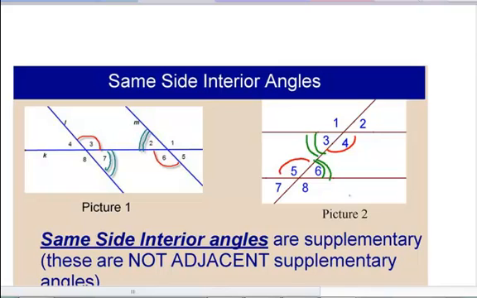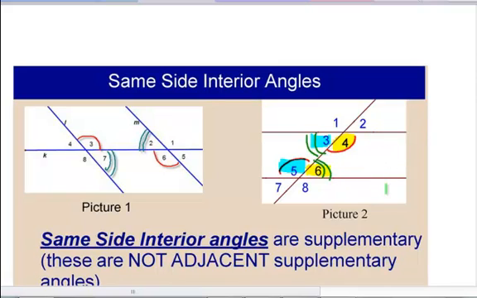Let's start with picture 2, since that's the way we're used to seeing our parallel lines. So here with picture 2, you'll notice the alternate interior angles that are congruent. The same side interior angles are going to be angles 6 and 4 and angles 5 and 3. 5 and 3 are on the same side of the transversal, and angle 6 and angle 4 are on the same side of the transversal. All of those angles are interior to the two parallel lines. So they're same side interior angles.